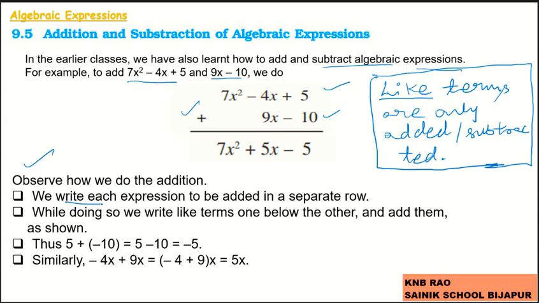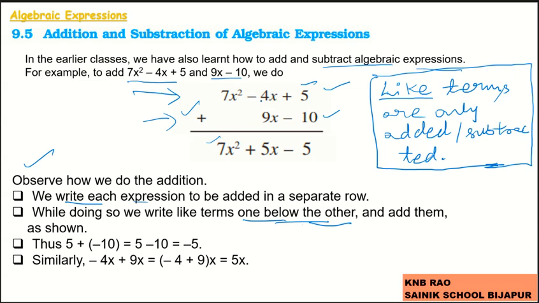We write each expression as a separate row. This is a row. This is how I have written. Then, while doing this, we write like terms one below the other. For minus 4x, 9x is a like term, so I have written 9x under minus 4x. For 5, minus 10 is a like term, so under 5 I have written minus 10. Now, while simplifying, 7x square has no like term, so it is written as it is.